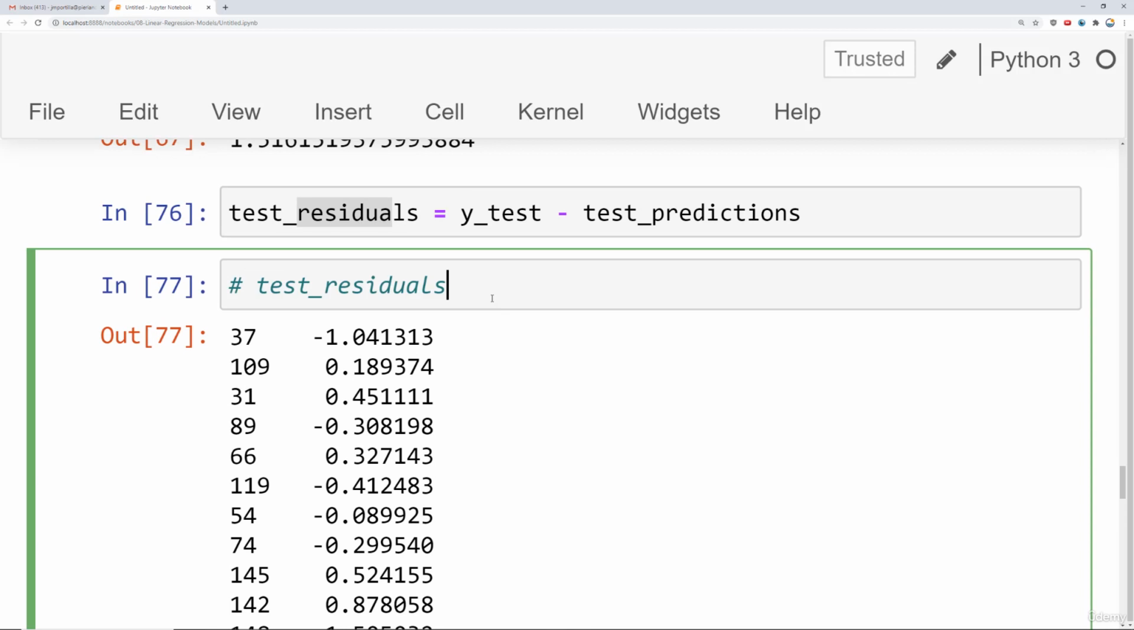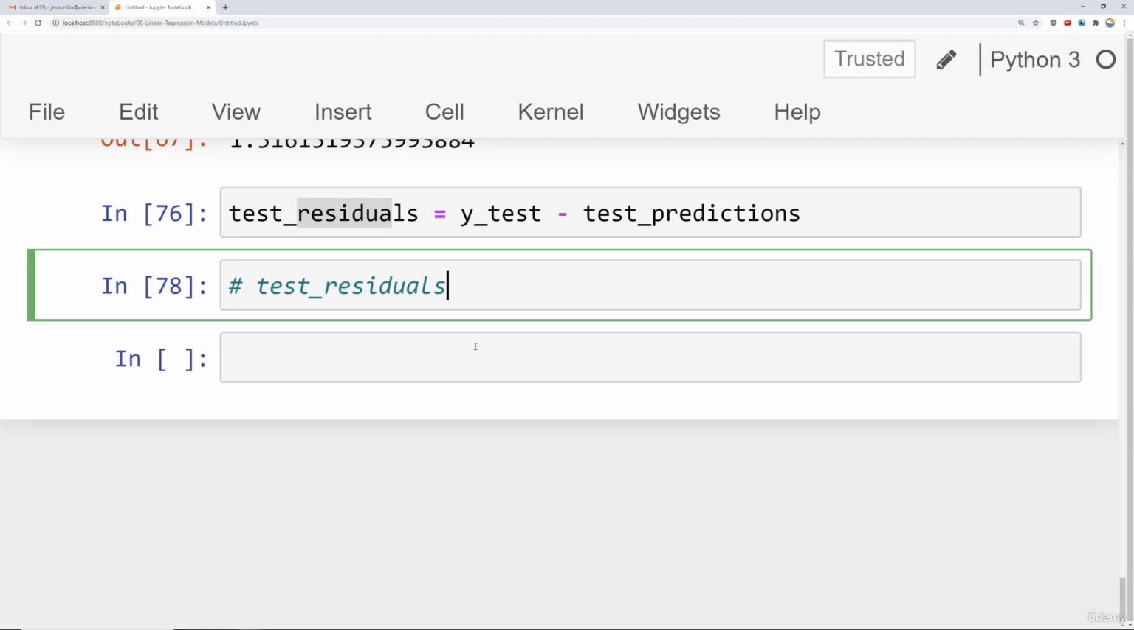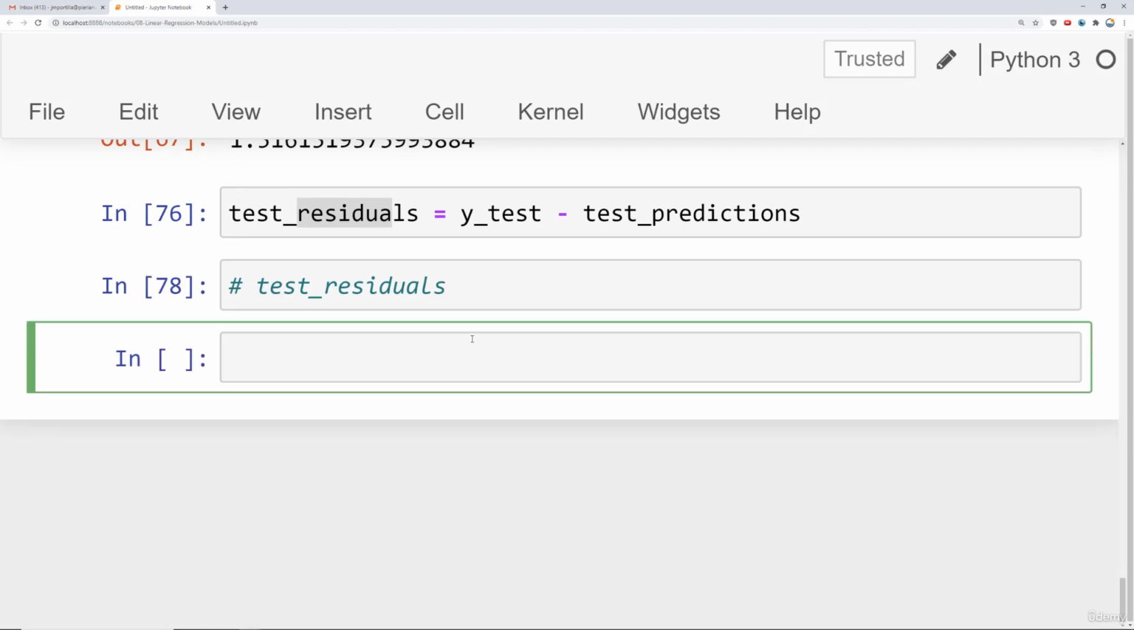What we're going to do now is actually plot these out to make sure there's no clear pattern or line or curve within the residual plot. We'll say SNS.scatterplot, and I can actually pass in the data as is.